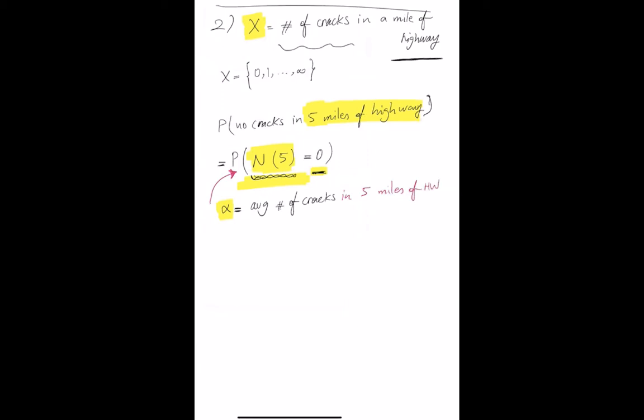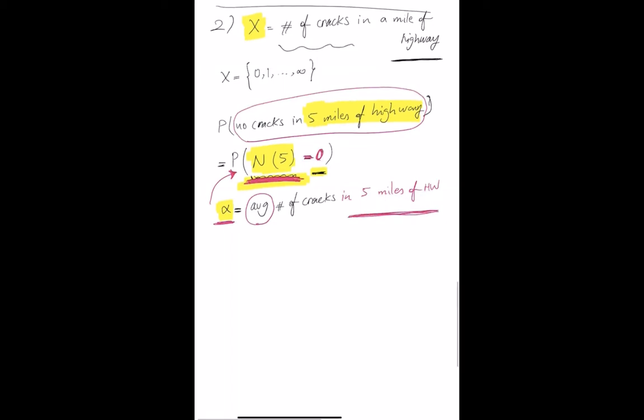Just because here I'm looking at the probability of no cracks in 5 miles of the highway, the number of cracks in 5 miles of the highway is a random variable with a Poisson distribution, and I want to know the probability that this random variable is 0. And alpha corresponding to this should be the average number of cracks in the same length of highway that the random variable is asking about. Alpha should show the average number of cracks in 5 miles of the highway.